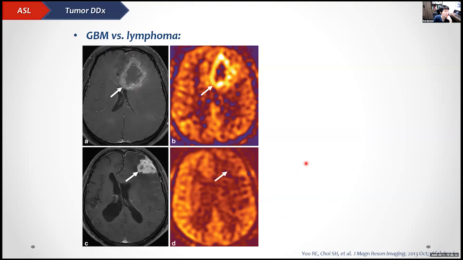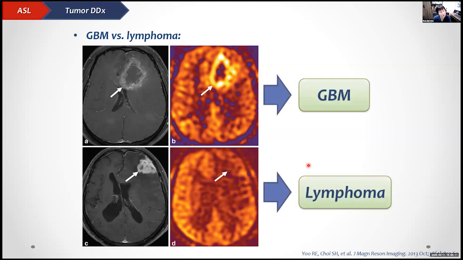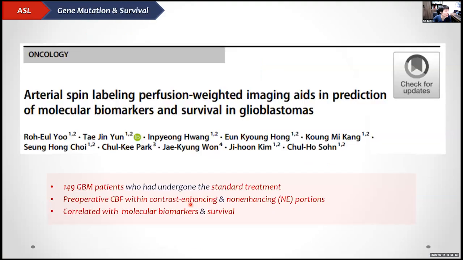And you can guess which one is which. The top one corresponded to the GBM, whereas the second one corresponded to the lymphoma. And knowing that the CBF from ASL can also have some diagnostic value, we investigated whether it could be helpful in predicting gene mutation, the popular gene mutation in gliomas, or even survival in the patients.